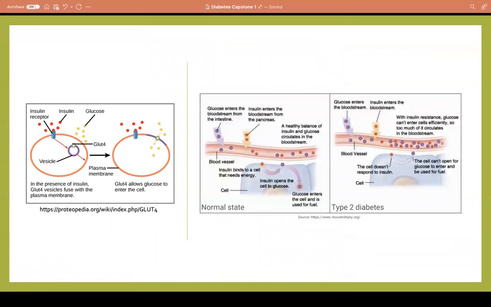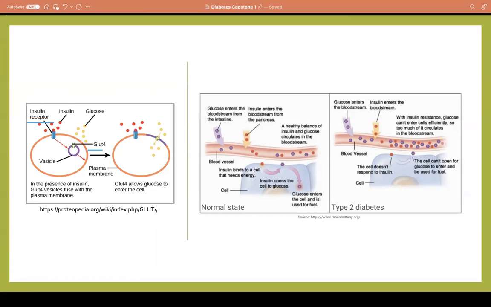So it's important to note that not all cells in our body require insulin to take up glucose, but muscle cells involved in cellular respiration do, and so do fat cells. This picture over here shows how insulin activates a series of biochemical reactions that allow for glucose transporters to move to the cell membrane.